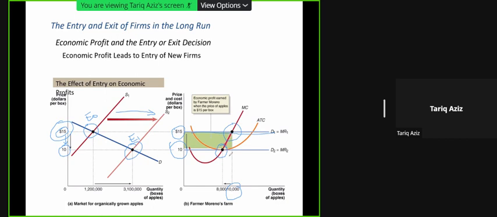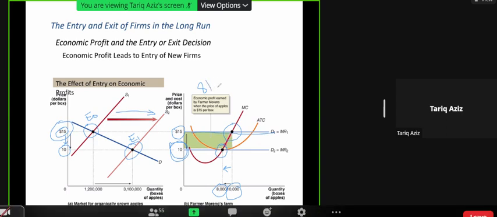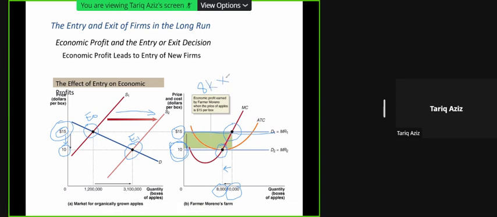But now, because of the entry of new firms in the business, the price of that product has reduced. Now the new price is $10, and that single farmer is able to sell only 8,000 units. At what price? At $10. So 8,000 multiplied by $10 is his total revenue. That is the revenue of this farmer in the second case.